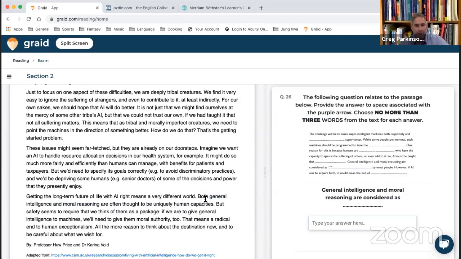So both general intelligence and moral reasoning are often thought to be, right? So that is the same meaning as considered, right? Often thought to be, and there are our 3 words to give us the answer: uniquely human capabilities.